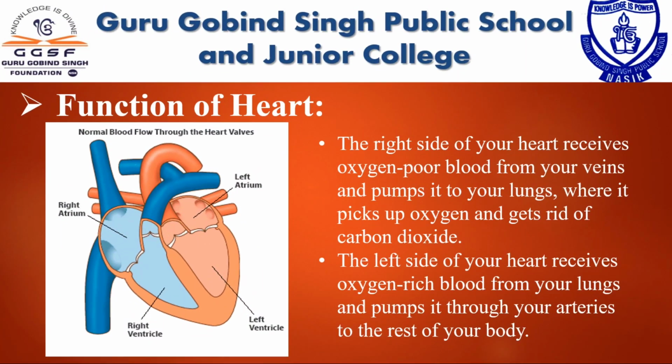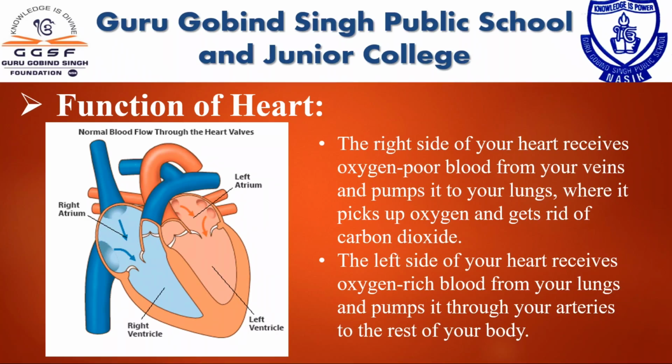Let's study the function of the heart. The right side of your heart receives oxygen-poor blood from your veins and pumps it to your lungs, where it picks up oxygen and gets rid of carbon dioxide. The left side of your heart receives oxygen-rich blood from your lungs and pumps it through your arteries to the rest of your body.